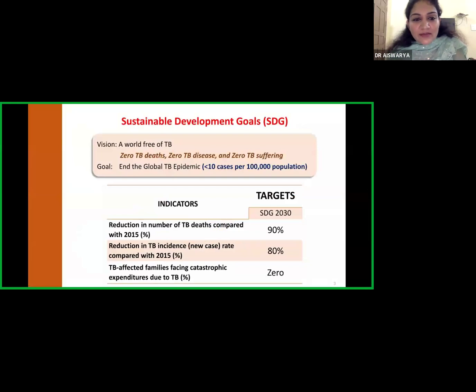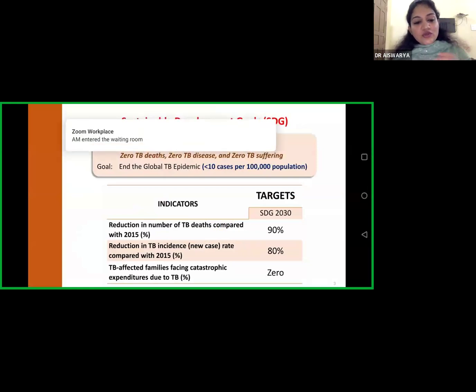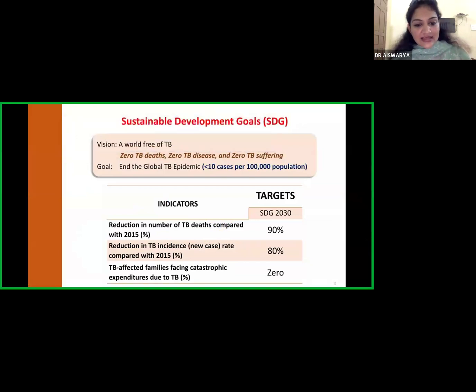Yeah. So, WHO's Sustainable Development Goal has a vision of a world free of TB with zero TB death, zero TB disease, and zero TB suffering. They have a goal to end the global TB epidemic, that is less than 10 cases per 1 lakh population by the end of 2030. And they have set some targets also, like reducing the number of TB deaths compared to 2015 by around 90%, reducing the TB incidence rate compared with 2015 by around 80%, and zero families facing catastrophic expenditure due to TB.